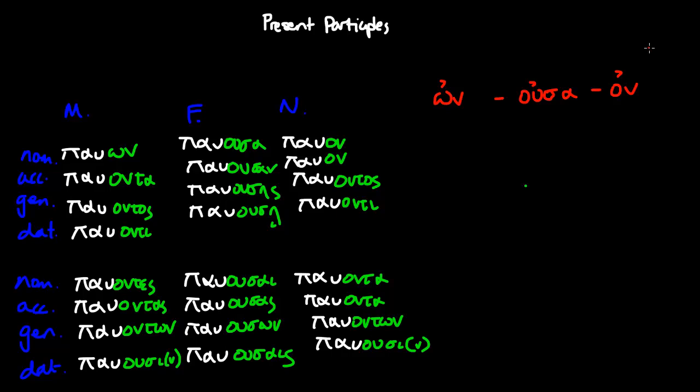Maybe one other thing to note about the present participle is a handy trick to remember the masculine: it goes exactly like geron, which we've already come across in the video on third declension nouns. Geron is obviously just a third declension noun, and it has the stem geront, which is identical to the stem pauont, right? So that's a really handy little trick.